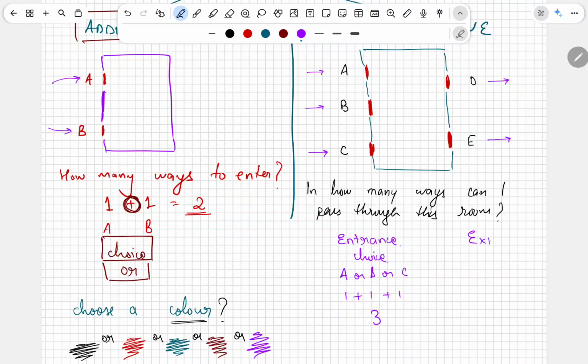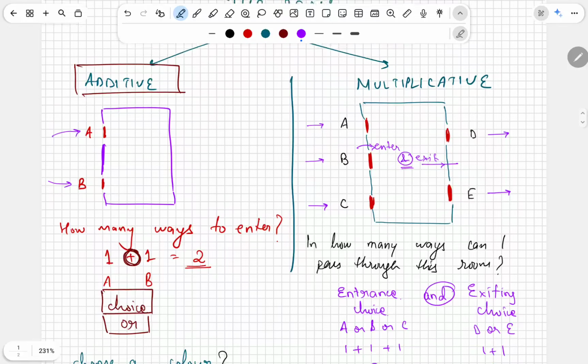Then if I talk about exiting choice, how many choices do I have to exit the room? Either D or E. So it will be 1 plus 1, that is 2. Now I am going to enter the room and exit the room. So I'm entering and exiting. Whenever I say and, then we are going to multiply the two. 3 into 2 is equal to 6.